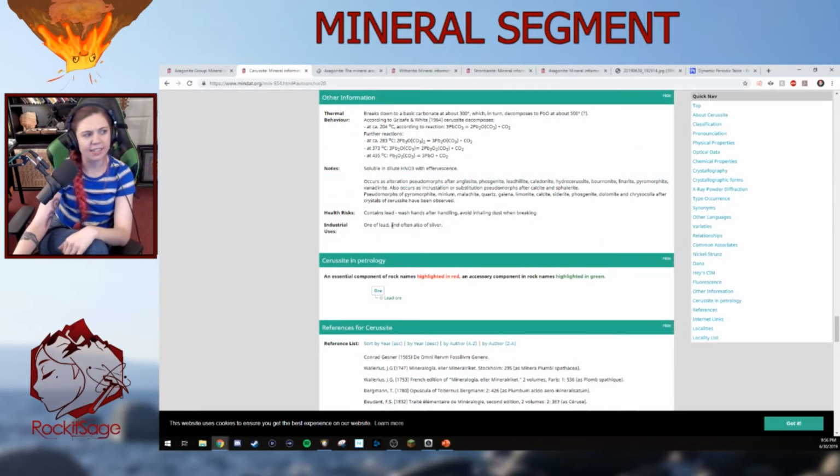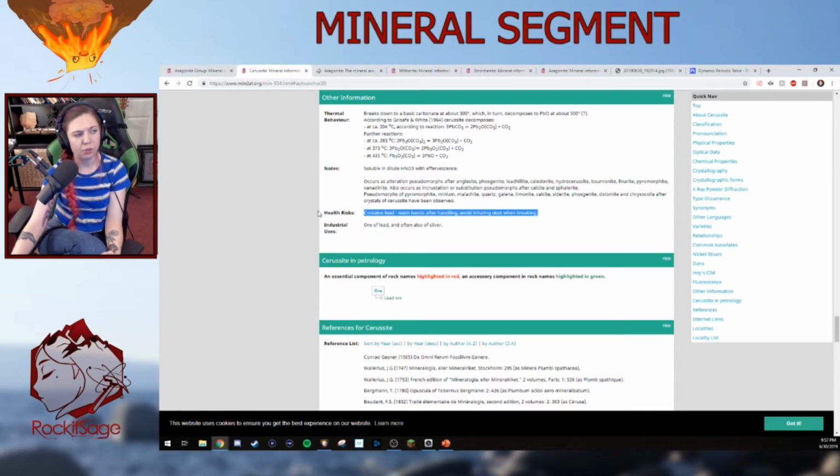Health risks. Contains lead. Wash hands after handling. Avoid inhaling dust when breaking. So you can actually see the health risks on Mindat. Mindat.org is amazing.